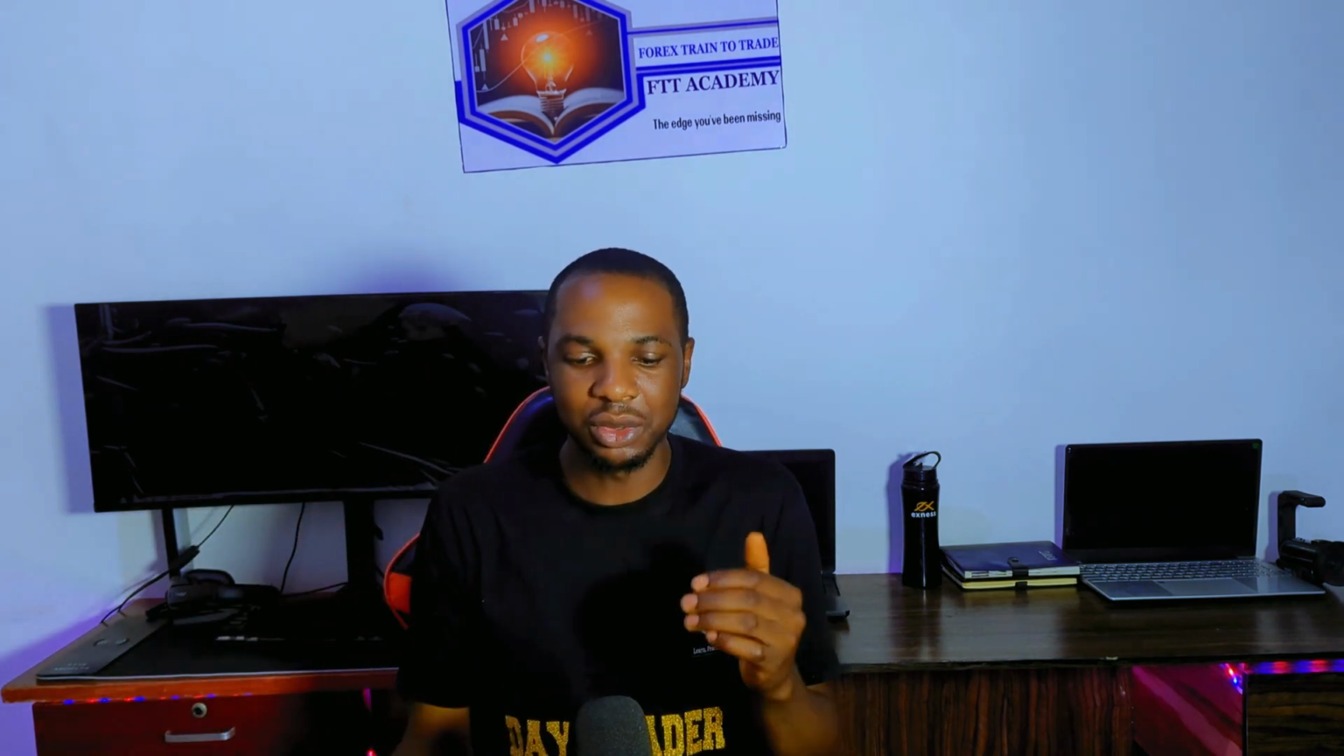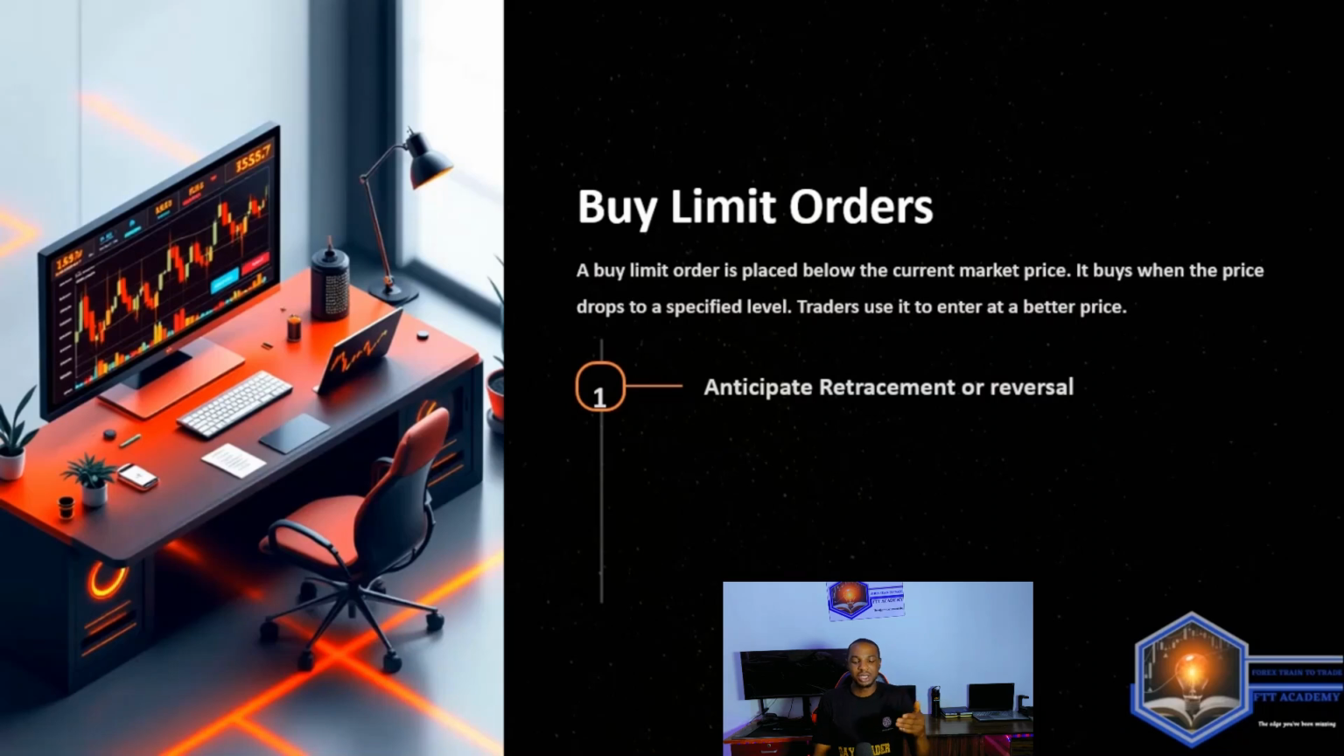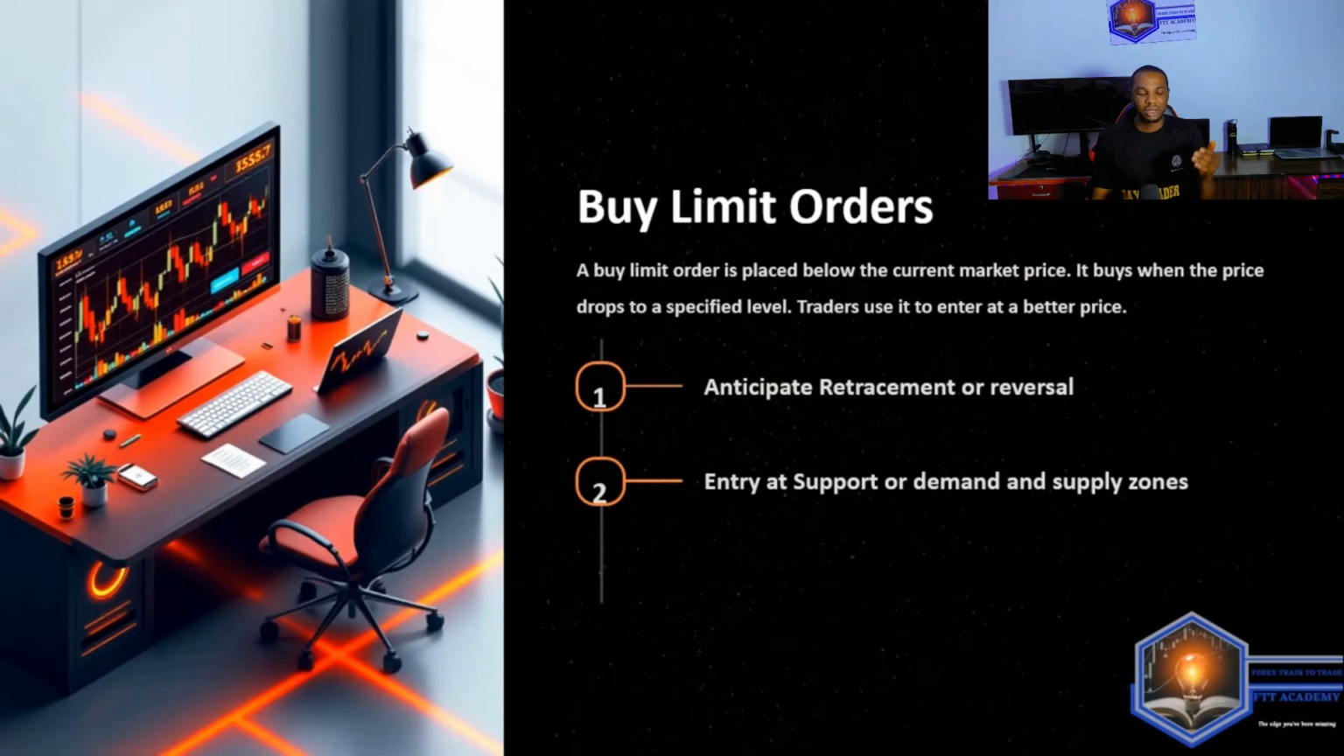You can go and test it on your MetaTrader application. You are anticipating a reversal. You're anticipating that a reversal should come in. You are actually entering at a support level or at a demand level. You are entering at a favorable price level, because you enter at the level where you choose, not where the market wants you to enter.